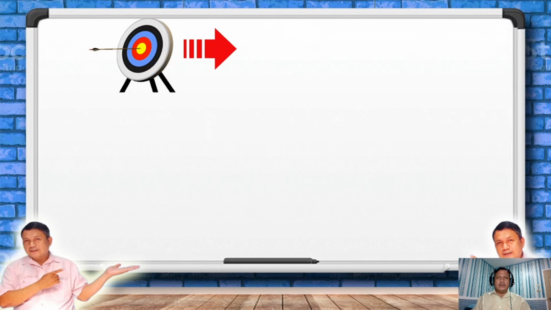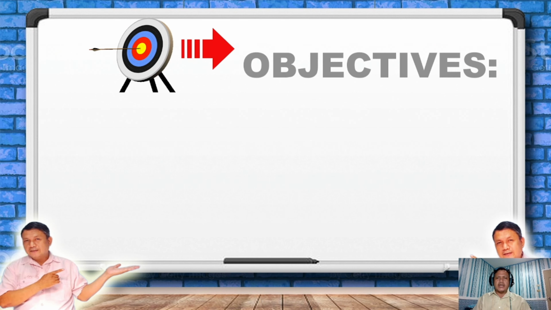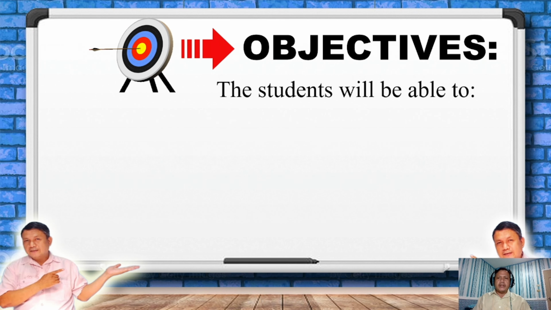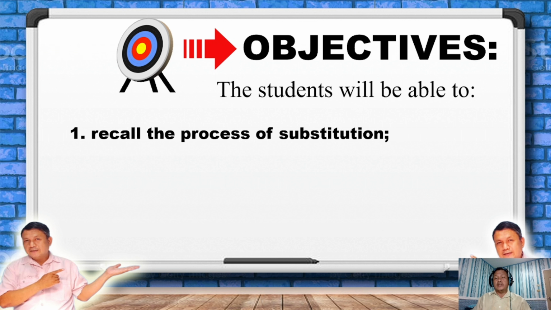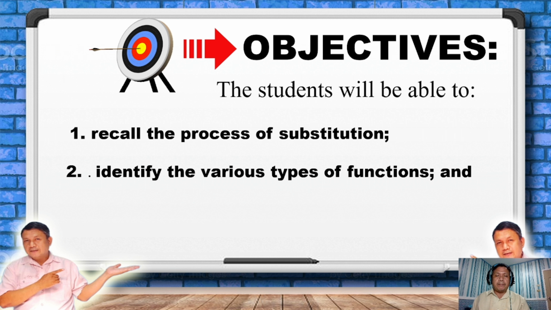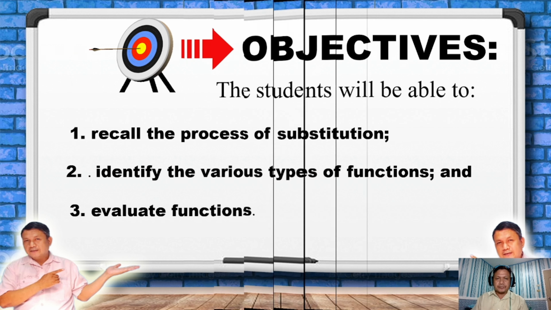To start with, we'll have the following objectives. The students will be able to, number 1, recall the process of substitution. Number 2, identify the various types of functions. And number 3, evaluate functions.